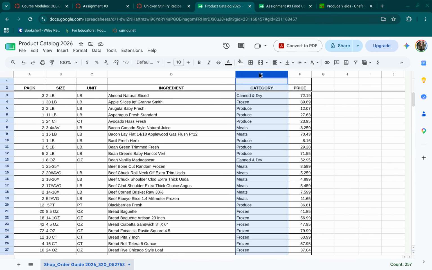Okay, so ingredient column, otherwise self-explanatory. Category, what kind of item is it? Is it canned? Is it frozen? Produce, meats, dairy, all that good stuff. Not important for this project, but this one is our price. So this is the amount you're paying for the amount you're buying.